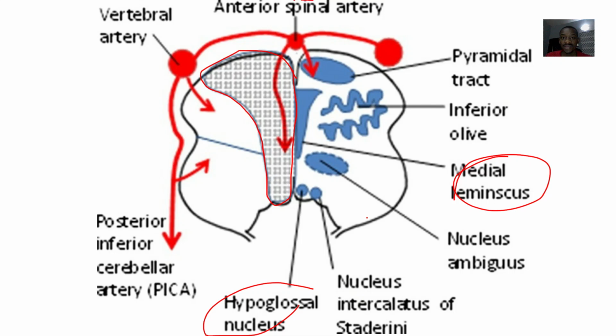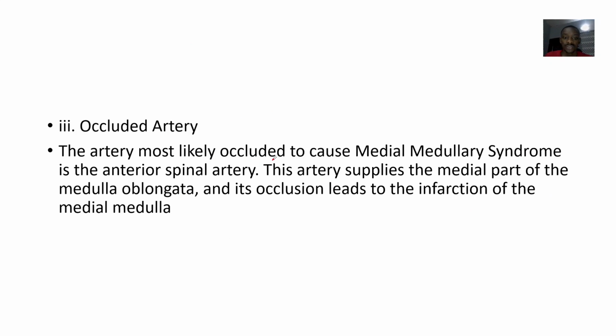Okay, so which artery is likely to be occluded for this medial medullary syndrome? Of course, you see it here, the anterior spinal artery. Alright, so the most likely artery to be occluded is what? Anterior spinal artery. So this artery supplies the medial part of the medulla oblongata. So its occlusion leads to what? Infarction of the medial medulla.